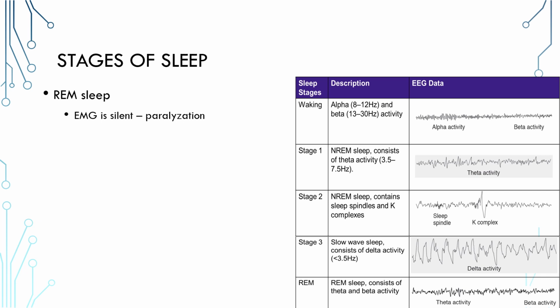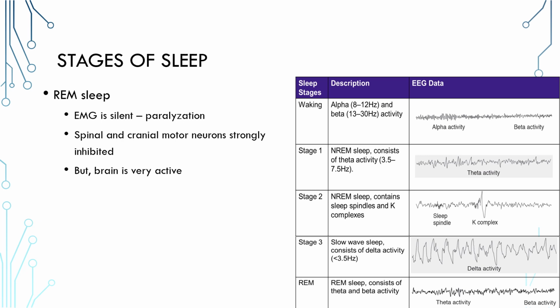What happens during this is quite interesting. The EMG, the electromyogram that's measuring muscle movements, is silent. So the person in the sleep study is essentially paralyzed during this. They're not moving any of their muscles. The spinal and cranial motor neurons in particular are strongly inhibited. So there is no movement of the body, muscles in particular.